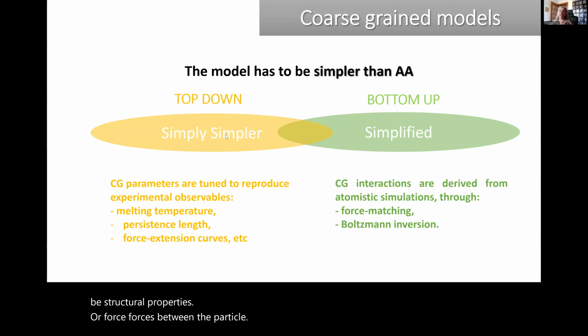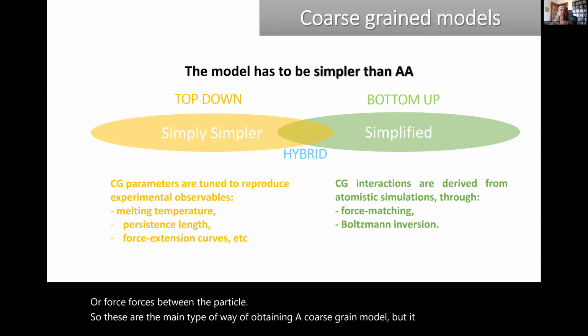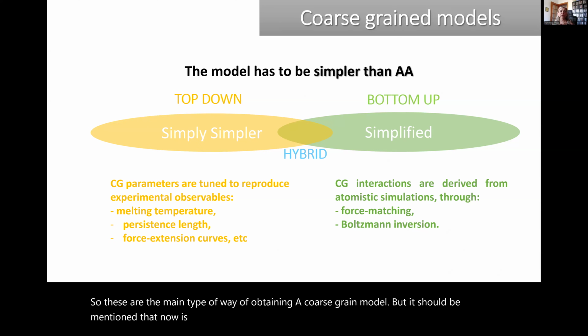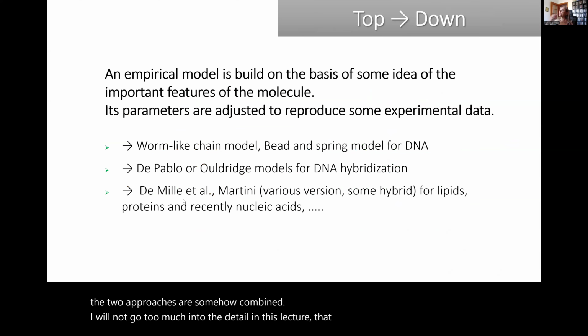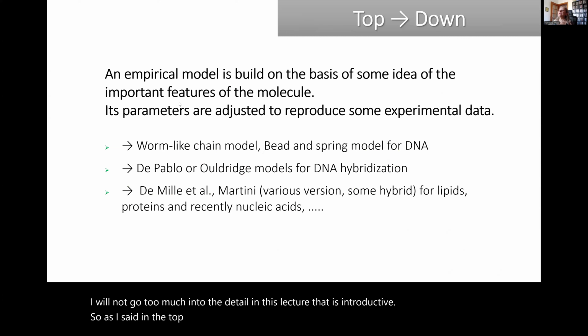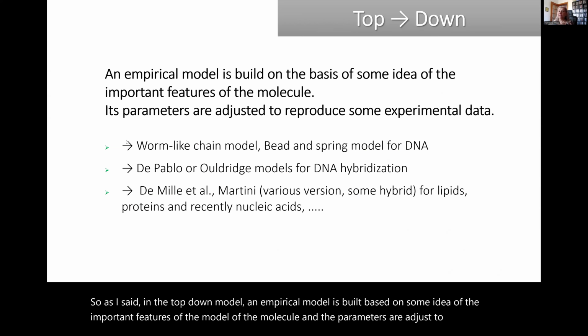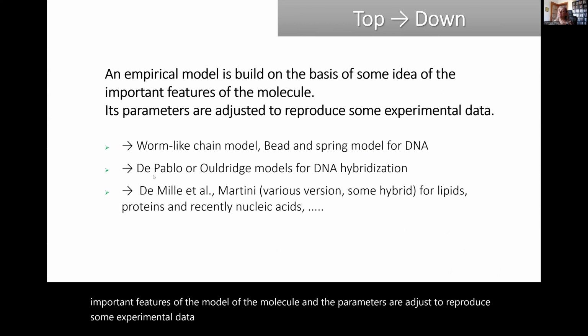So these are the main ways of obtaining a coarse-grained model, but it should be mentioned that it is becoming more and more common to develop hybrid models where the two approaches are somehow combined. I will not go too much into the detail in this lecture that is introductory. So, as I said, in the top-down model, an empirical model is built based on some idea of the important features of the molecule, and the parameters are adjusted to reproduce some experimental data. And I already mentioned the bead and string model for DNA, or the worm-like chain model.